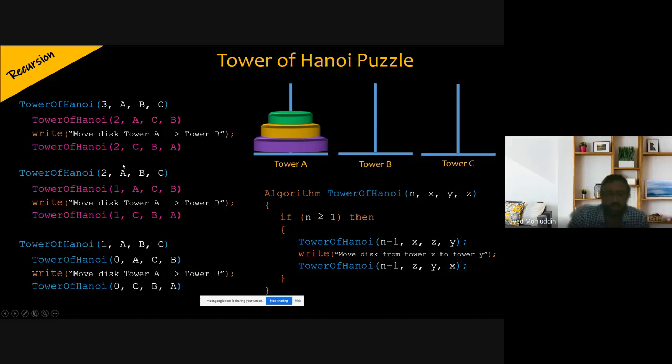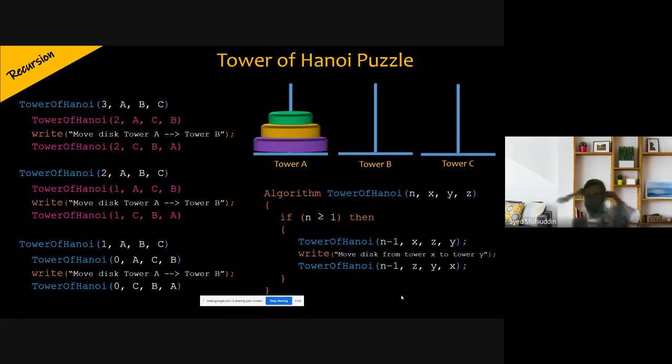Then again we move the n minus 1 disks from tower C to tower A. So here, since we had A for x, C for z, and B for y, the same way here we had C, B, and A. So C is for z, B is for y, and A is for x. So this is how we can devise a recursive algorithm for Tower of Hanoi.